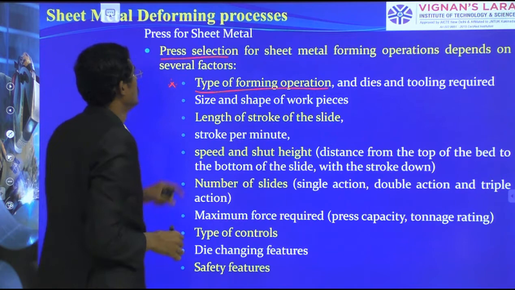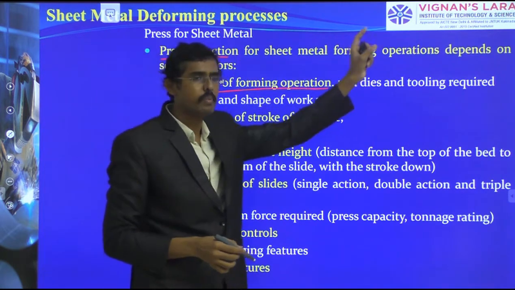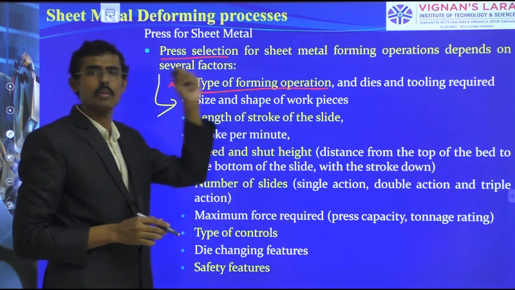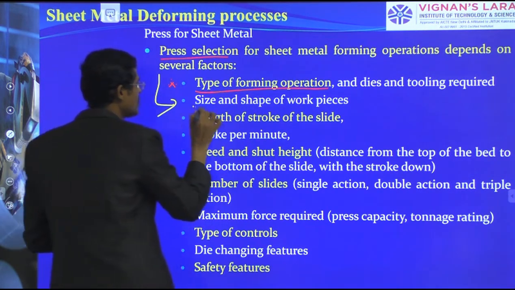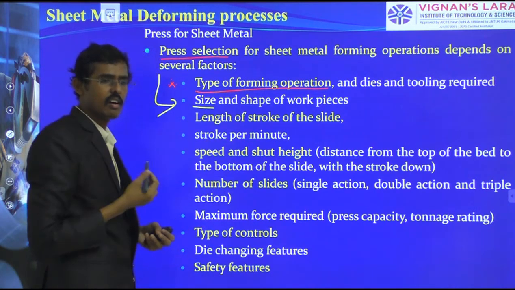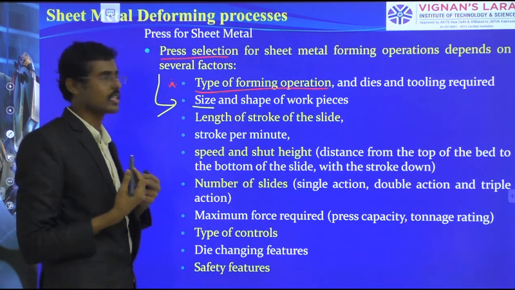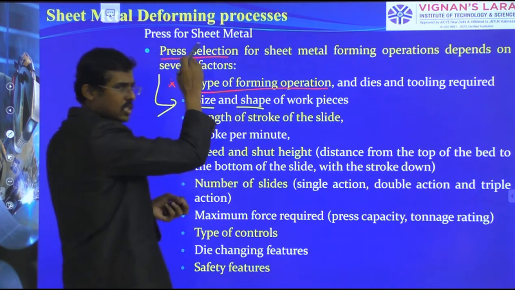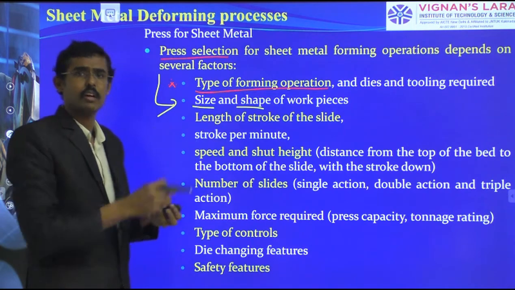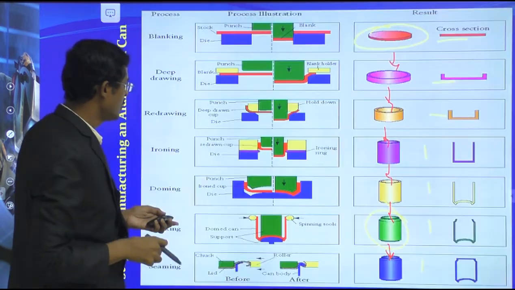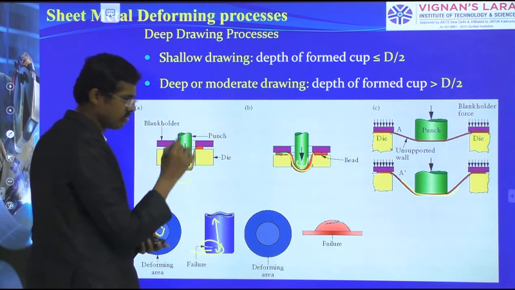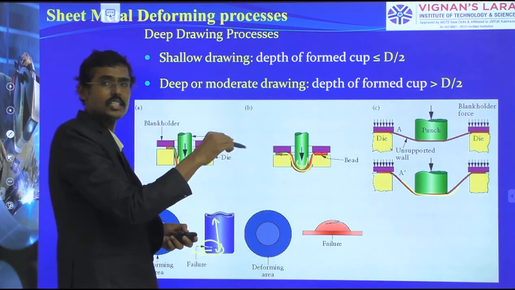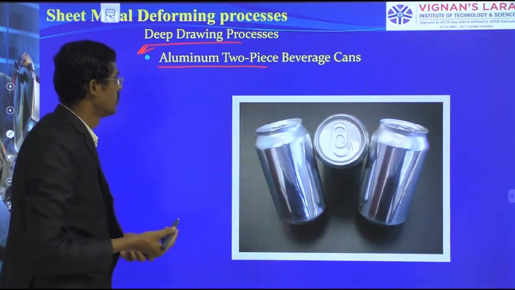The press selection for the sheet metal forming operation depends on several factors, such as the size and shape of the workpiece, whether the size is D or D by 2 or greater than D by 2, and whether it is a circular object or another shape. According to that the process will differ, the die shape will differ, and the punching will differ. Here the punch is flat, here the punch is a circle, semicircles. So the product shape and size differ, and the punch and die also differ accordingly.